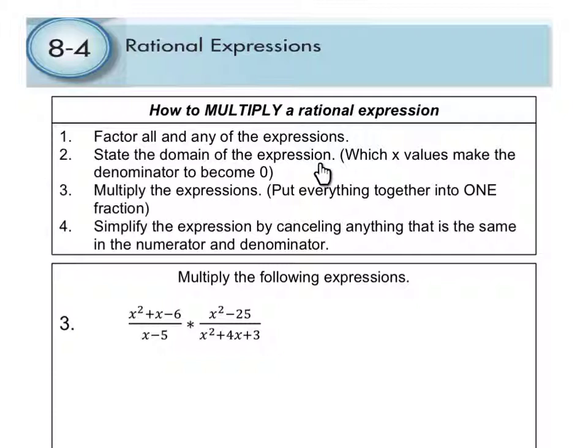solve for the domain. Then we're going to simplify everything that we have on top and the bottom that is the same. So anytime we have the same thing on the bottom and on the top, it's going to cancel out with each other. And then we're going to multiply our expressions and put everything together. So, let's take a look now at the first example.